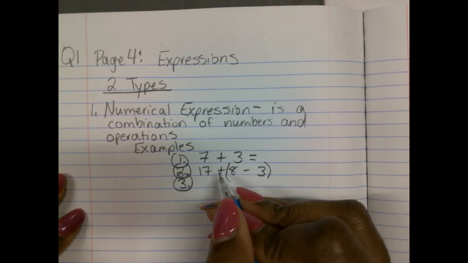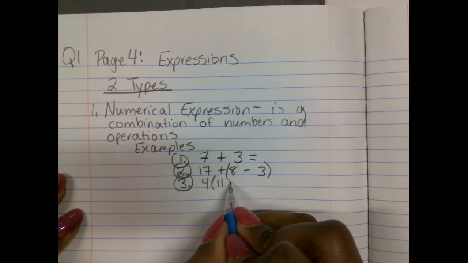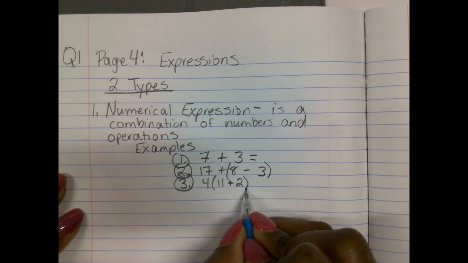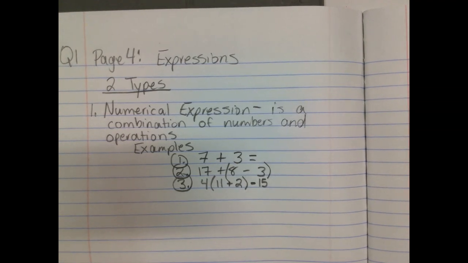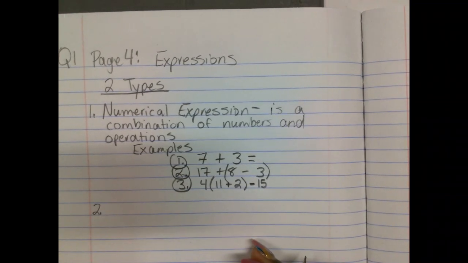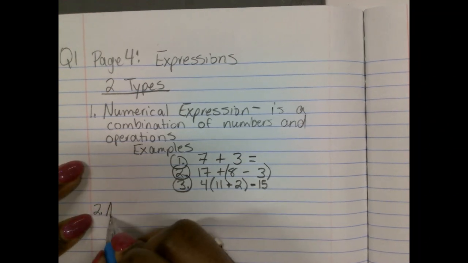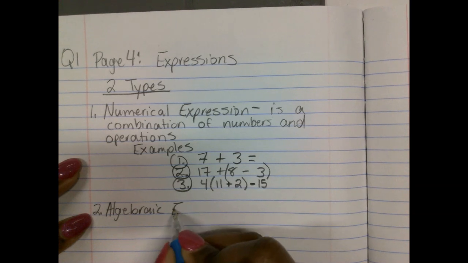The one I'm gonna use has distributive property in it. I can say 4 times 11 plus 2 and then minus 15. Okay. All right. Number 2, or the second type. What's the second type? We got numerical expression. What's another type of expression? Algebraic. Good job. We have algebraic expression.